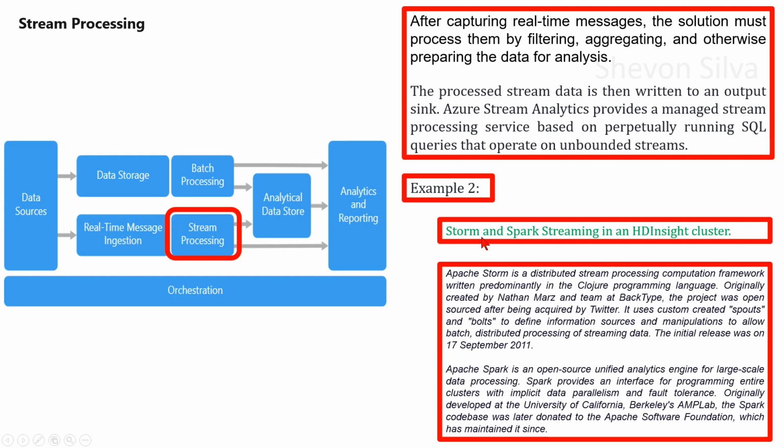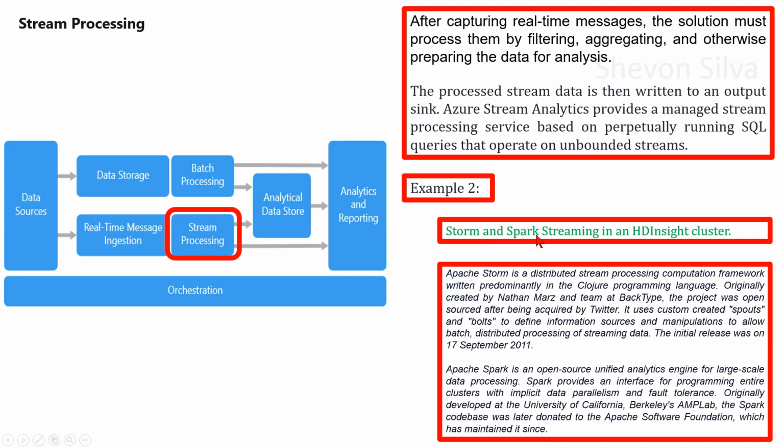Apache Storm is a distributed stream processing computation framework written predominantly in the Clojure programming language. Originally created by Nathan Marz and team at Backtype, the project was open sourced after being acquired by Twitter. It uses custom created spouts and bolts to define information sources and manipulations to allow batch, distributed processing, and processing of streaming data. The initial release was on 17th September 2011.